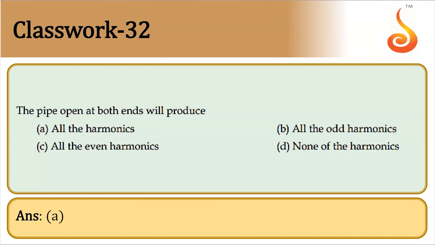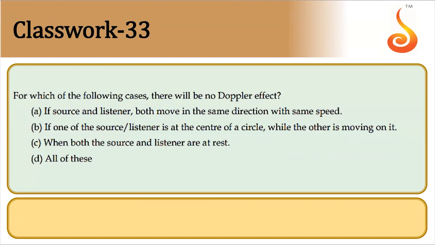Next one. For which of the following cases there will be no Doppler effect? If source and listener both move in same direction with same speed. If one of the source or listener is at center of a circle while other is moving on it. When both source and listener are at rest. All of these. Very simple question.